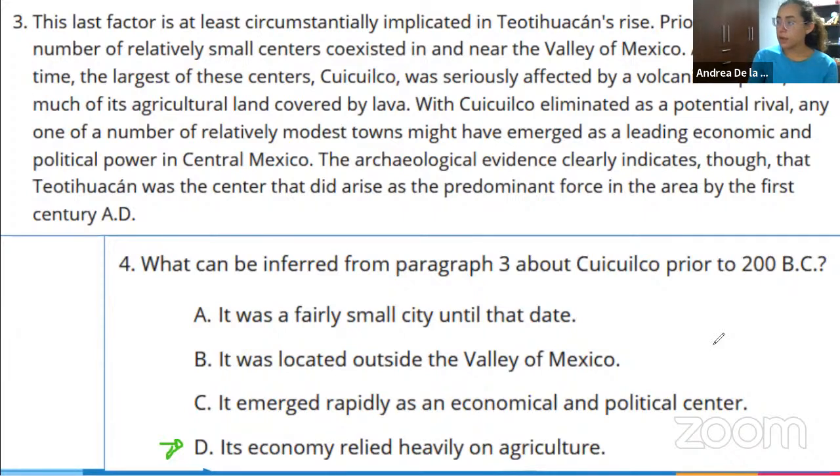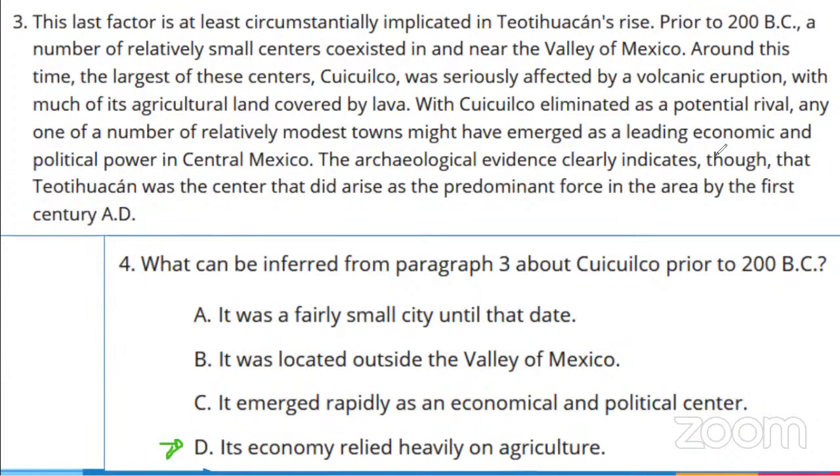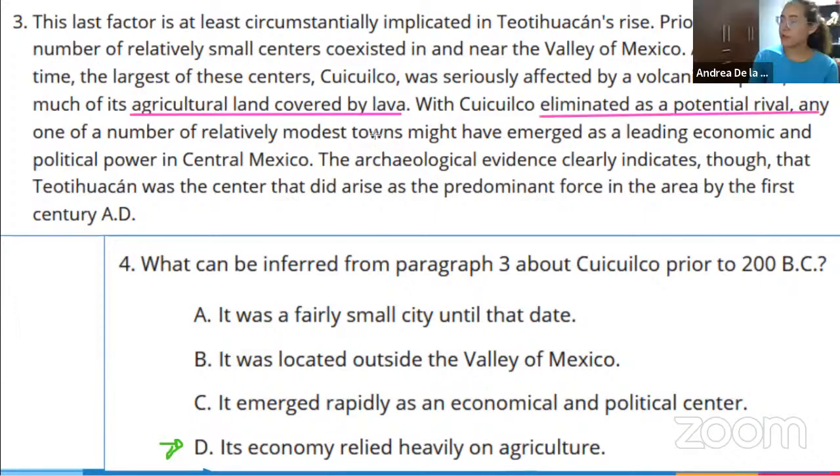Okay, guys. Now, can anyone tell me why? Why would option D be the one? Because in the text, much of its agricultural land was covered by lava, and then Quiquilco was eliminated as a potential rival. So it was a great damage. Okay, Rosario, great. Thank you so much. That makes a lot of sense. So yes, you guys are correct. Option D is the correct one.